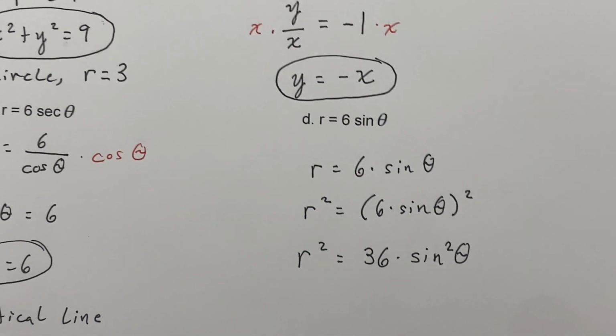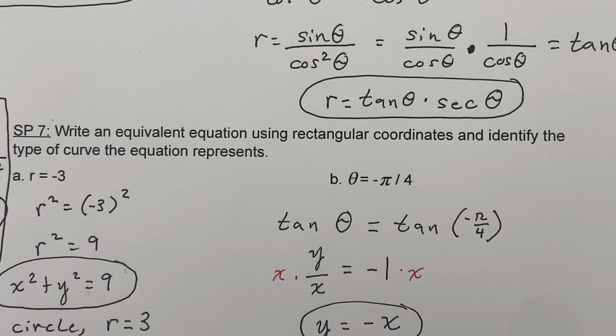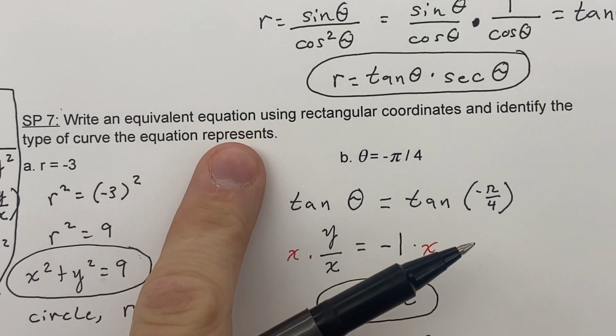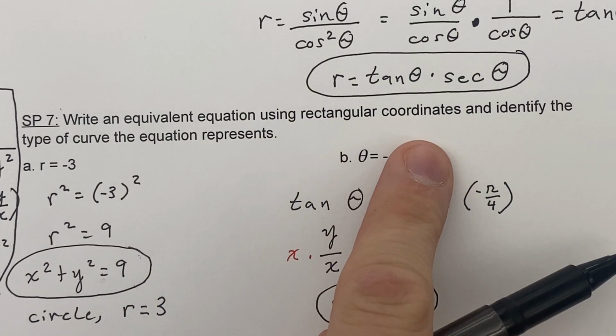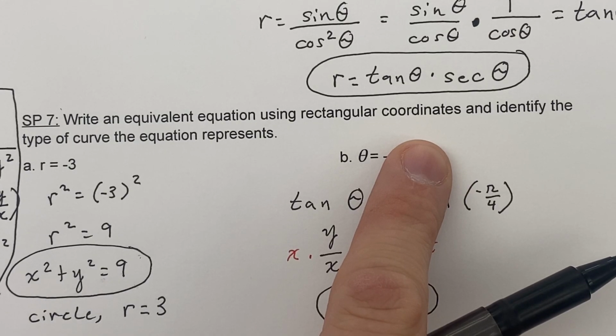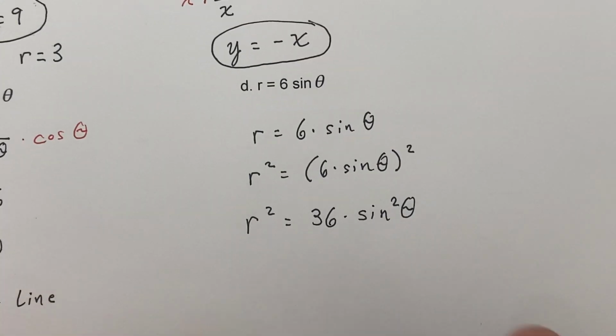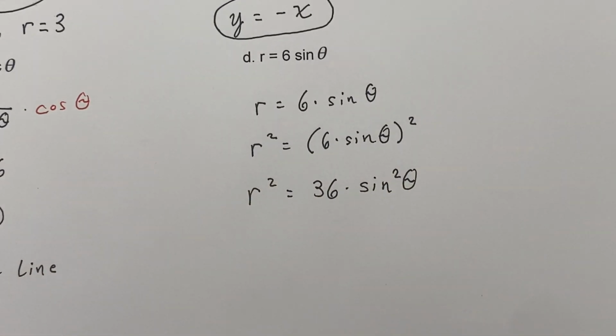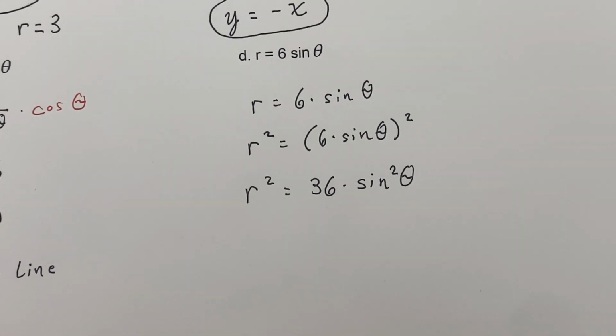One more time, let's go back to the directions just so we're all on the same page. Write an equivalent equation using rectangular coordinates, which means which two variables do we want to see in our equation when we're all done? X and y. So once again, the goal is to get rid of the theta and the r, and I want x and y to appear for us. Okay, let's see if we can do that.